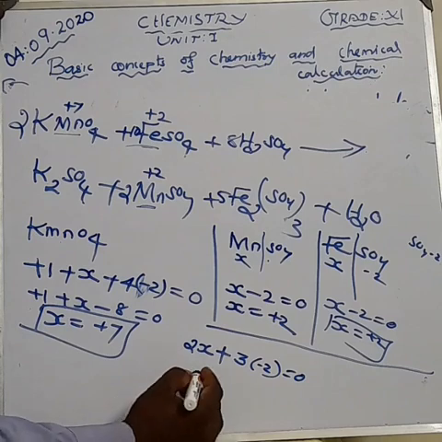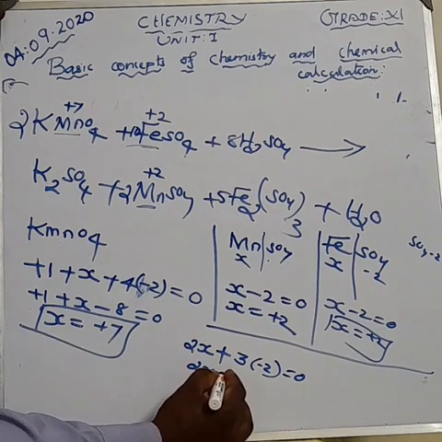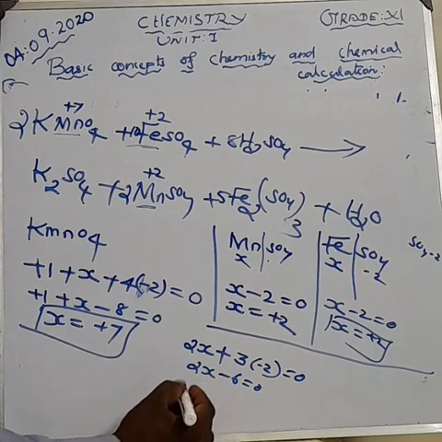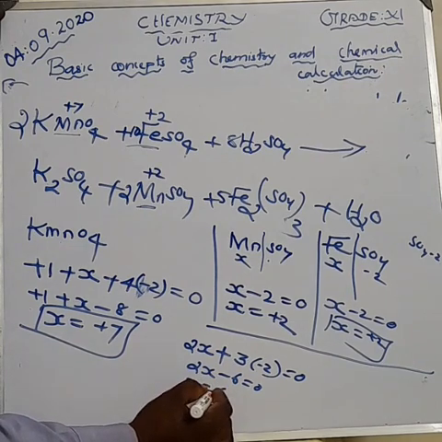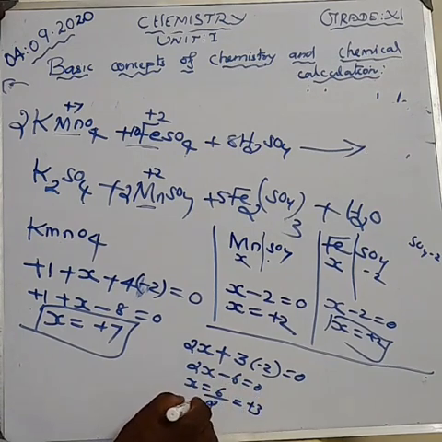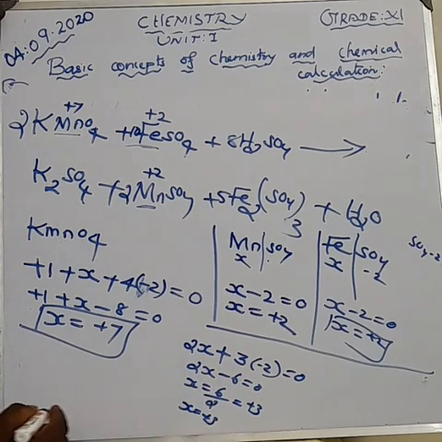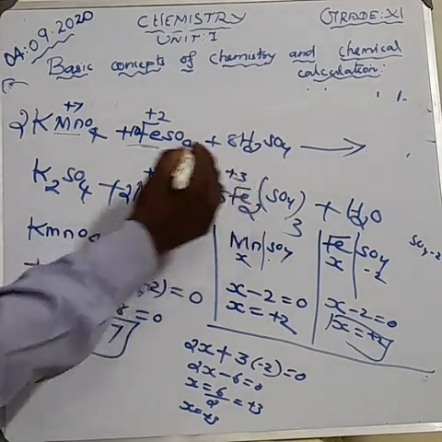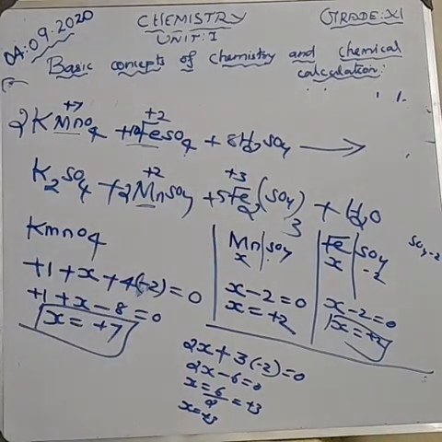So what is the answer? 2x minus 6 is equal to 0. Okay, is that all? X is equal to 6 by 2 is equal to plus 3. So X is equal to plus 3. So here Fe oxidation state is what? Plus 3. Am I right?